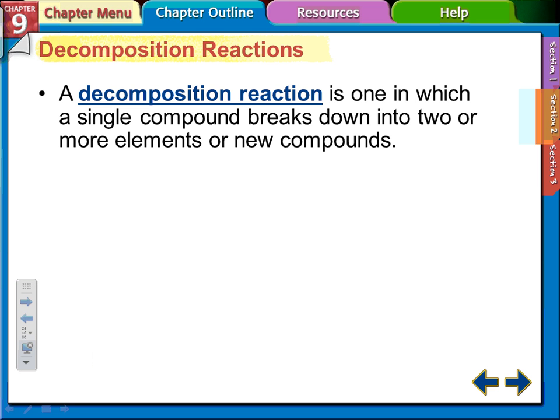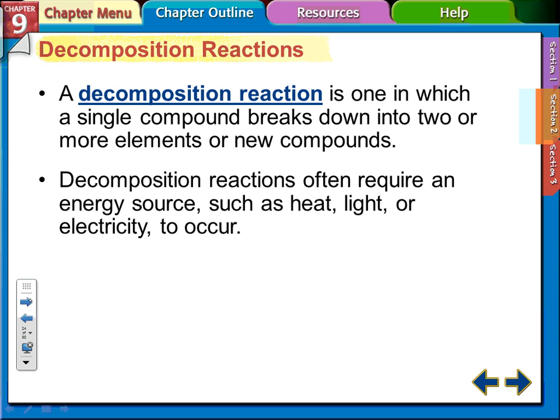Decomposition reaction. One single compound breaks down to form two or more elements or new compounds. This is when something breaks down or rots, and you usually need some kind of energy source to get this started, like heat, light, or electricity to break it apart.